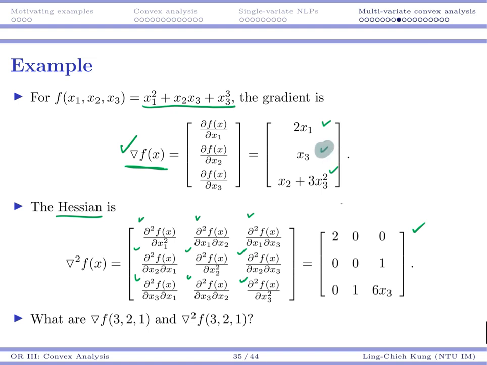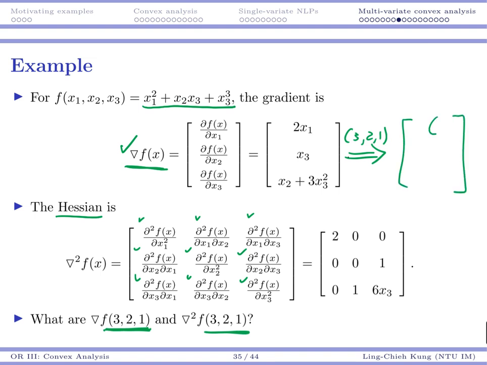You may see that they may not have a single value at different points. So you may specify a specific point and ask what the gradient is at that point, and what the Hessian is at that point. Then all you need to do is plug those values into your functions. If we are talking about 3, 2, and 1, then this would be 6, this would be 1, and this would be 2 plus 3. So your gradient would be 6, 1, and 5.